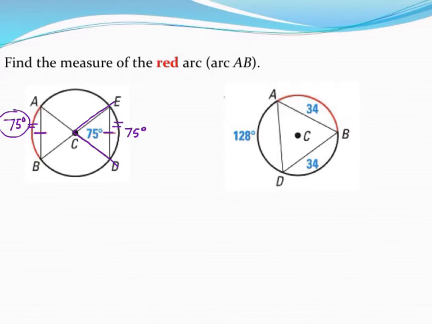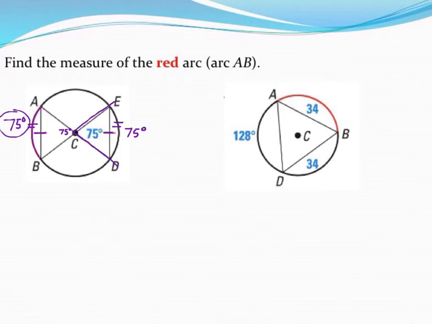Some people in class also noticed they could do this problem a different way. They notice there's vertical angles right there in the center, so I can label that central angle 75, which means this arc over here, for another reason, is also 75 degrees. It's kind of hard to make these problems hard, as you can see.